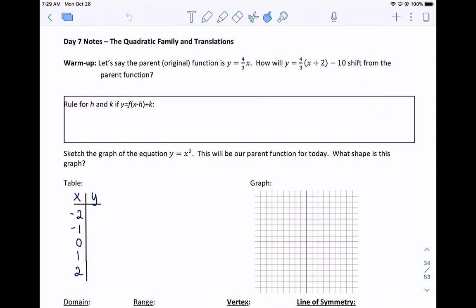Day 7 is on the quadratic family and translations. Warm up. Let's say that the parent or the original function is y equals 4/3 x. How will y equals 4/3 parentheses x plus 2 minus 10 shift from the parent function?